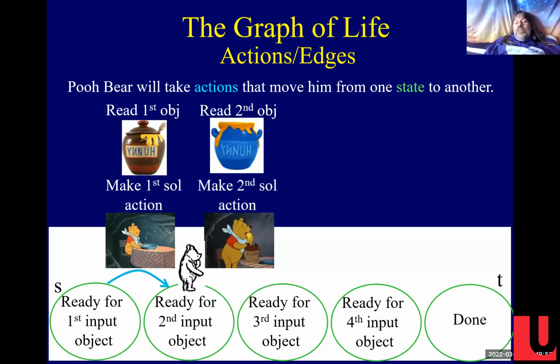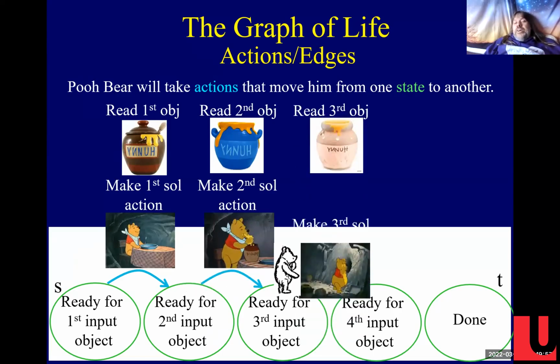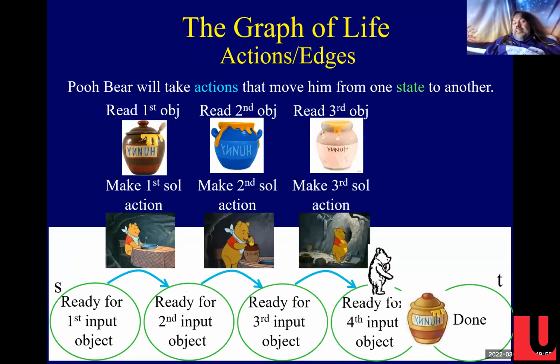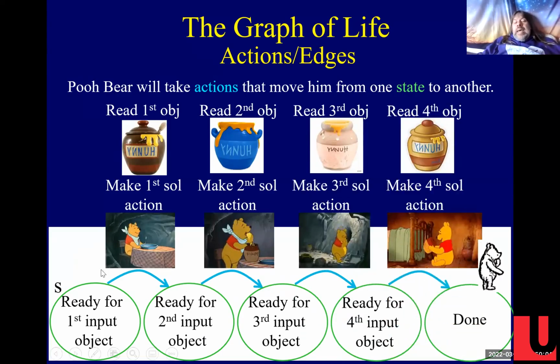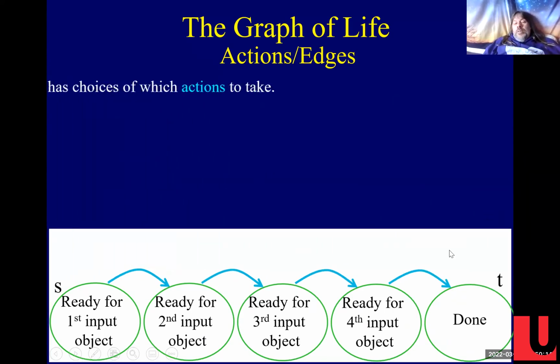And then he gets another object, and he decides to eat. And then he gets another object, and he decides to eat. And so he follows those objects, and in the process, the path he follows is the sequence of edges that he took, which tells him the solution that he has, right?